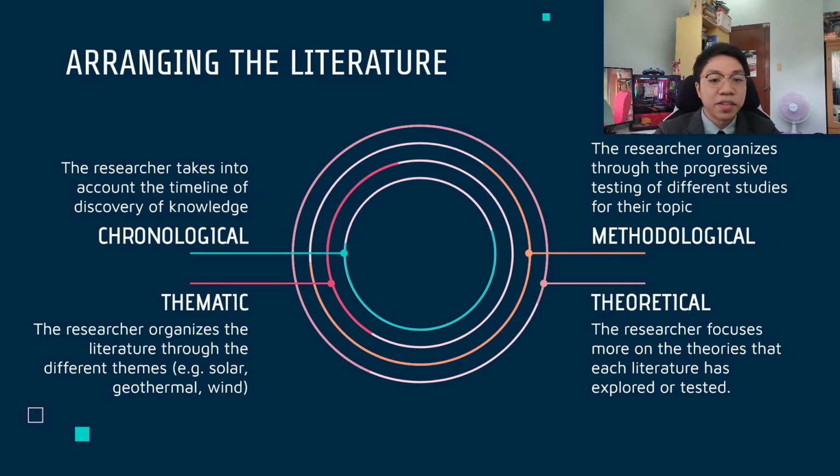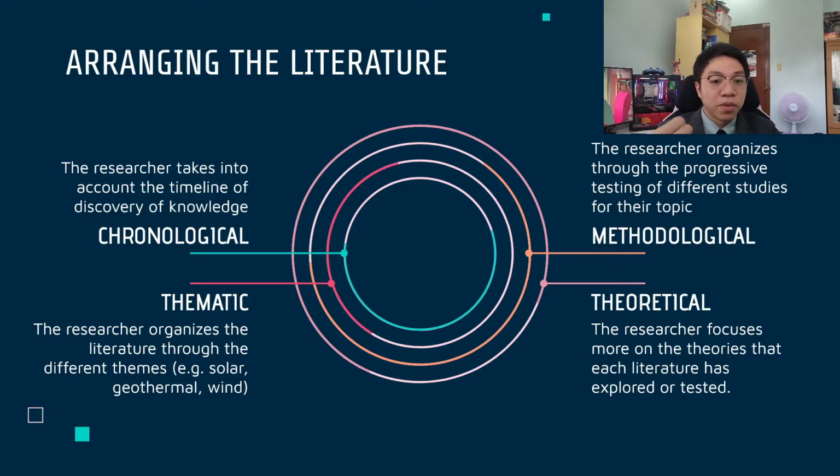The second would be thematic. The researcher organizes the literature through different themes. So if you're taking on renewable energies, you could categorize your literature by doing solar, geothermal, and then wind.